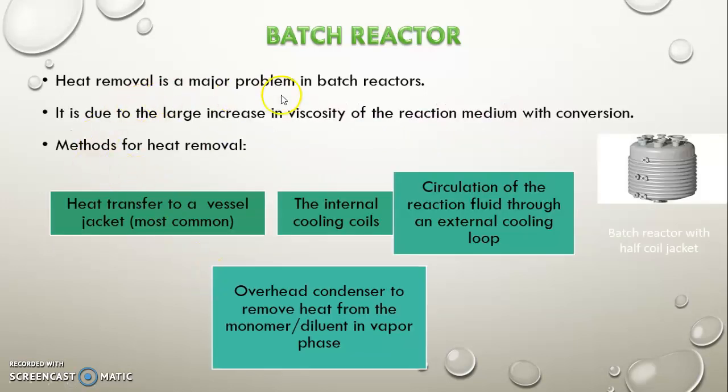Okay, heat removal is a major problem in batch reactor. It is due to the large increase in viscosity of the reaction medium with conversion. Okay, as the conversion increases, the viscosity also will increase, and this leads to the problem of heat removal. And some methods for heat removal are by using heat transfer to a vessel jacket, and internal cooling coil, by using the circulation of the reaction fluid through an external cooling loop, and overhead condenser to remove heat from the monomer or diluent in vapor phase.